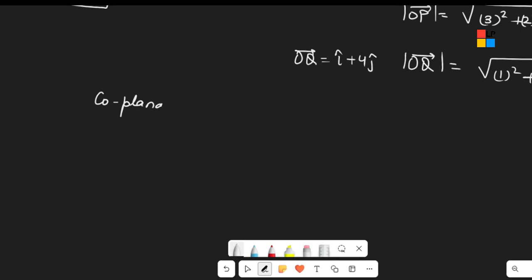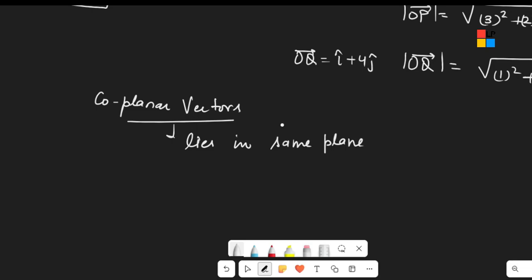Coplanar vectors. Not only two vectors, it can be many vectors that lie in the same plane. That is the key point here which we need to understand: coplanar vectors lie in the same plane, right? So this is how we need to understand vectors.